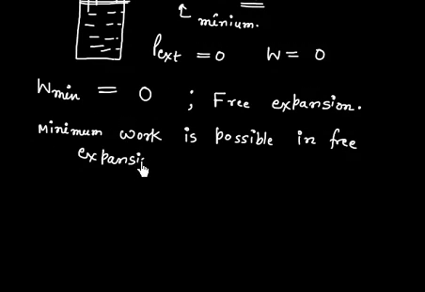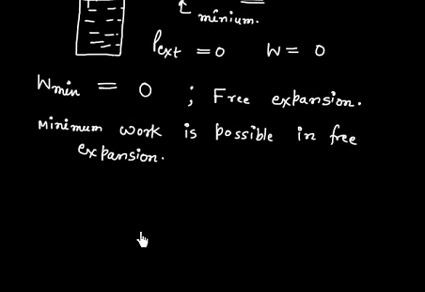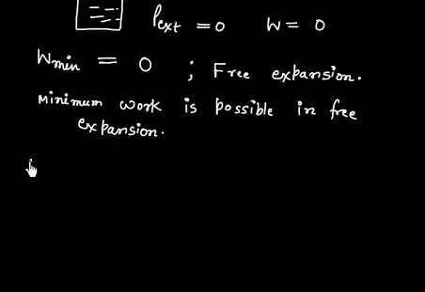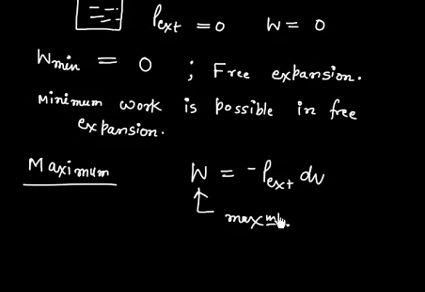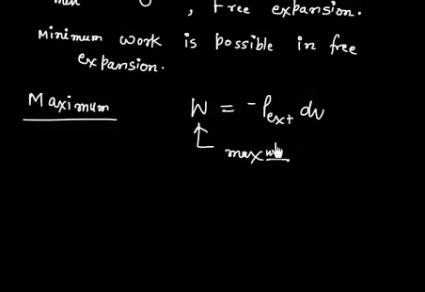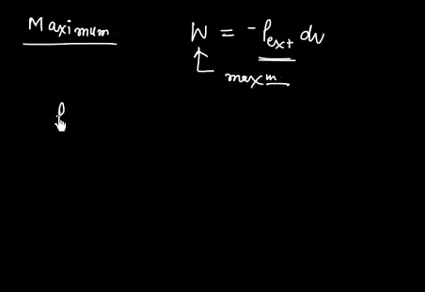Now next, we can talk something about maximum work. When is it possible that I will have maximum work, that is, my work is maximum, P external into dV? So I need this work to be maximum. When is this possible? You can say this is possible only when P external is maximum.